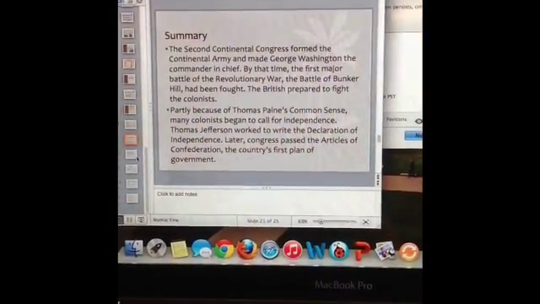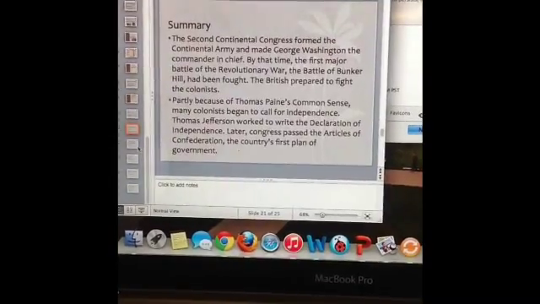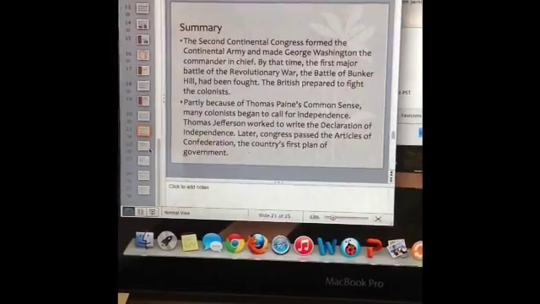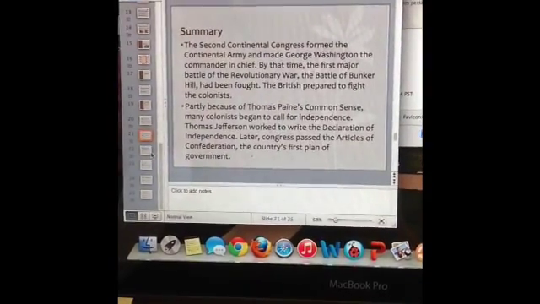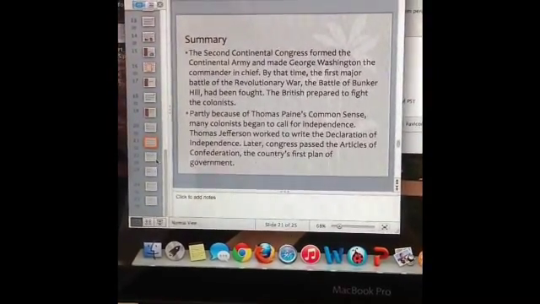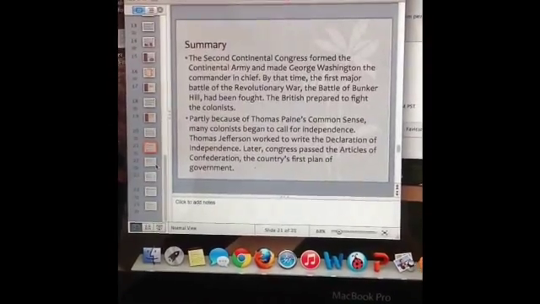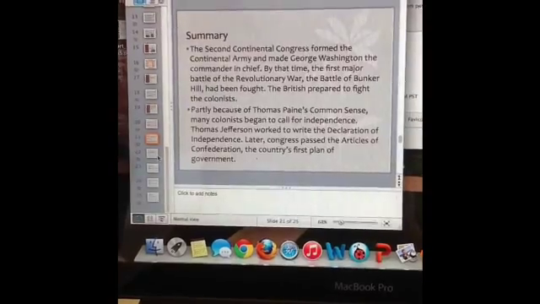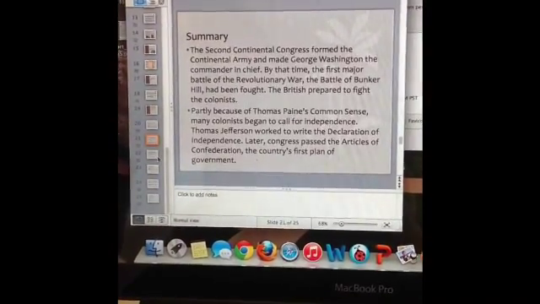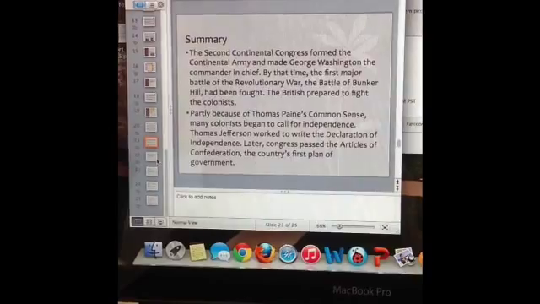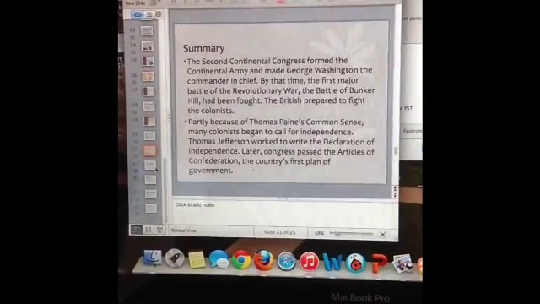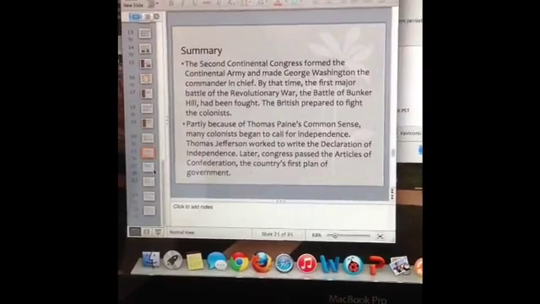So to sum up this lesson, we would say that the Second Continental Congress formed the Continental Army and made George Washington the commander-in-chief. By that time, the first major battle of the Revolutionary War, or the Battle of Bunker Hill, had been fought. The British prepared to fight the colonists. Partly because of Thomas Paine's Common Sense, many colonists began to call for independence, and Thomas Jefferson worked to write the Declaration of Independence. Later, Congress passed the Articles of Confederation for the country's first plan of government.